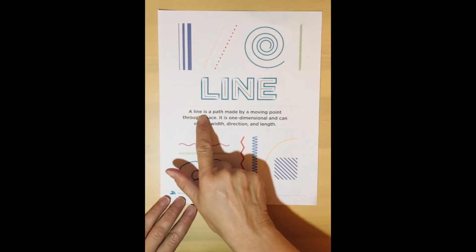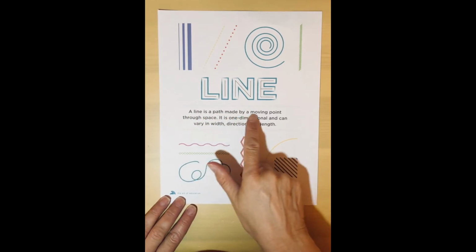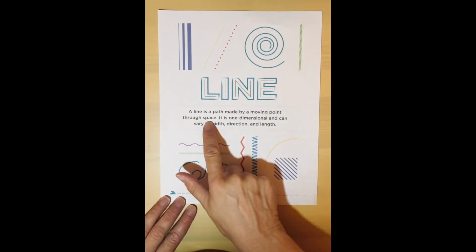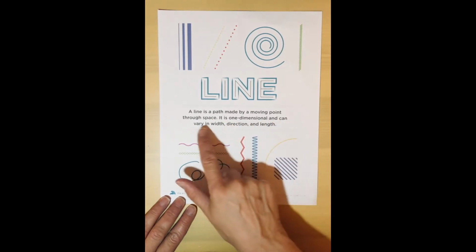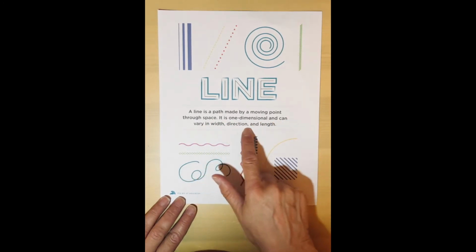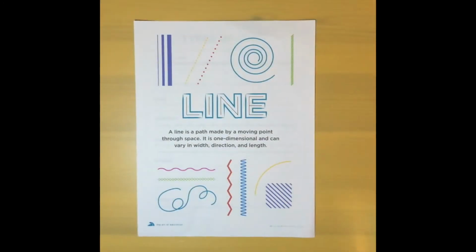A line is a path made by a moving point through space. It is one-dimensional and can vary in width, direction, and length. So let's study the different types of lines. Look around your room. Look on this paper. What kind of lines do you see? How would you describe them?